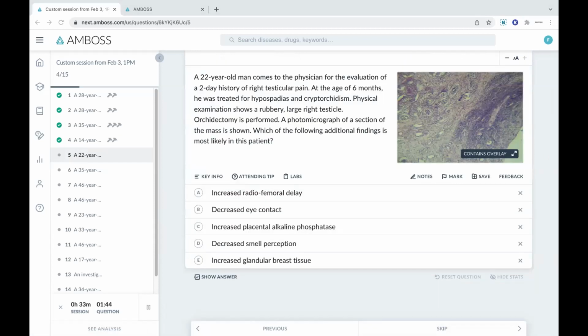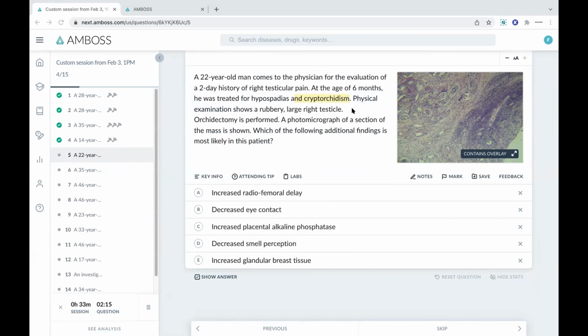Next one is, which of the following additional findings is most likely in this patient? So a 22-year-old man comes to the physician for evaluation of a 2-day history of right testicular pain. He was treated for hypospadias and cryptorchidism. So he has a history of cryptorchidism. There's a rubbery, large right testicle. Orchidectomy is performed. A photomicrograph is shown over here of the mass. Do you see fried egg cells over here? Yes or no?